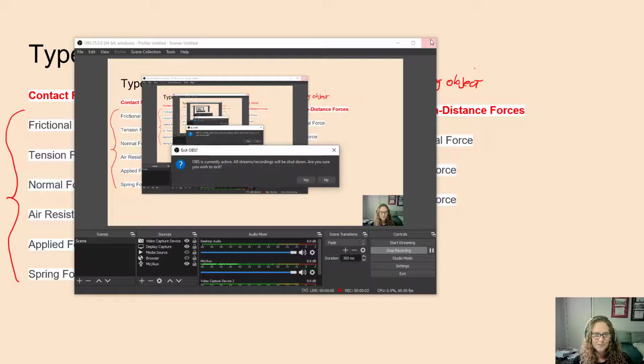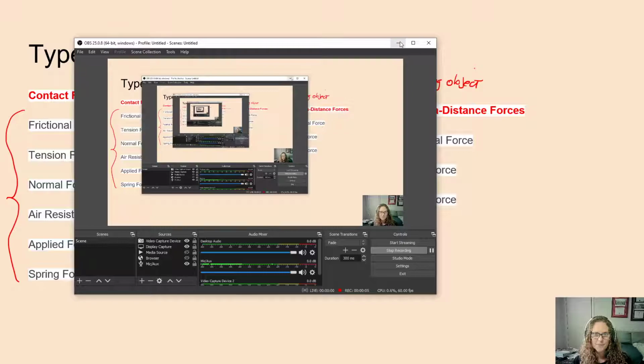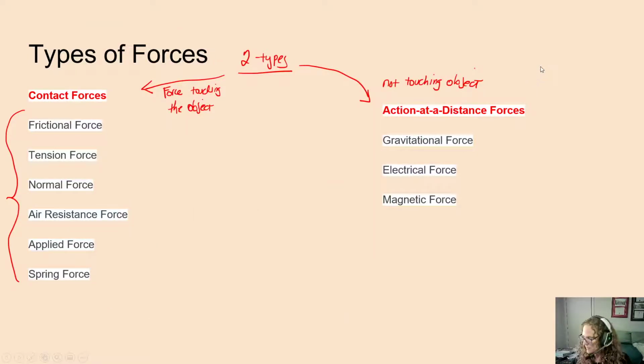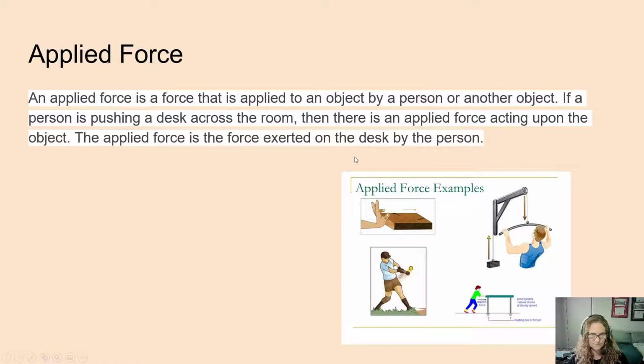Okay, so for those of you who weren't able to hear me because of our little internet issue, there's two kinds of forces: the forces that touch objects and the forces that don't touch objects but are still interacting with the force. The first force is called the applied force, and that is the one that we've been talking about the whole time. When we have been saying force equals mass times acceleration, we've been talking about the applied force, and we write it like this: F applied subscript.